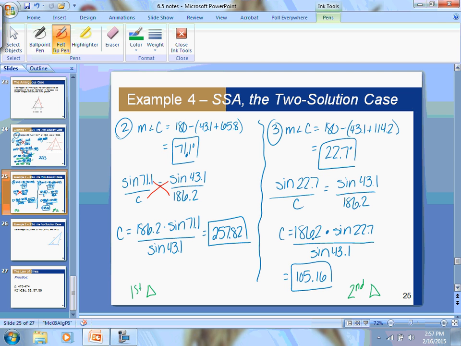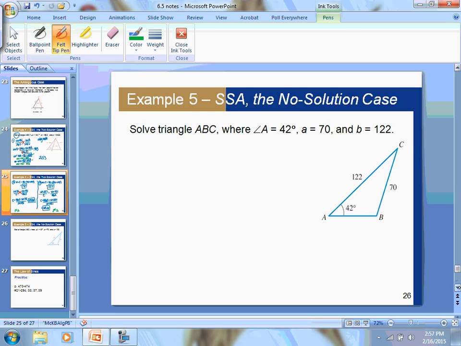But again, notice that it's the same work. The only thing that's changing is one little number here. So the only thing that's changing is the 71.1 and the 22.7. So if you're really good with your calculator and you know how to just do the second entry, you can go back and you can just edit those numbers and then hit enter again instead of having to type everything into your calculator twice. So it can save you a little bit of time that way.